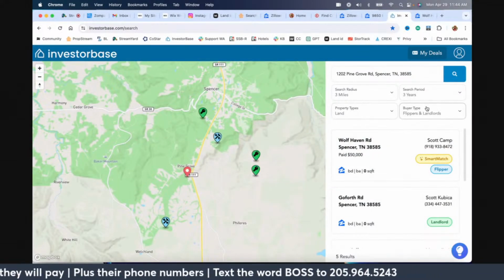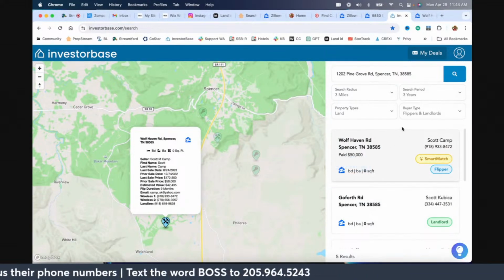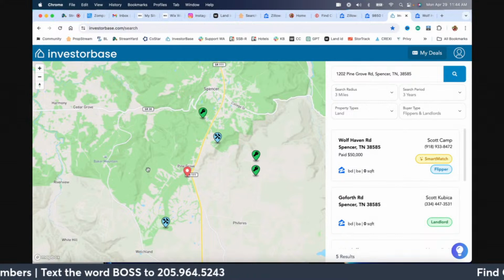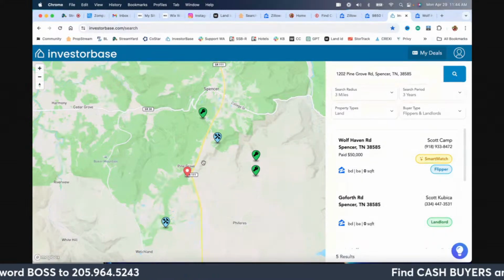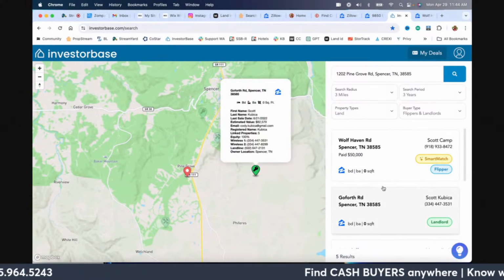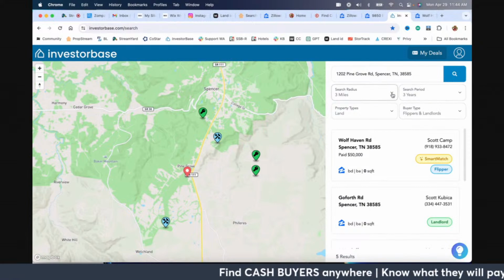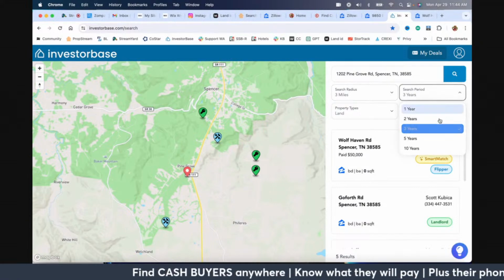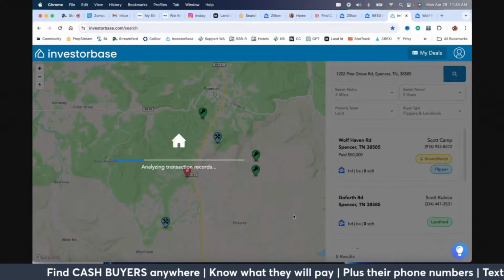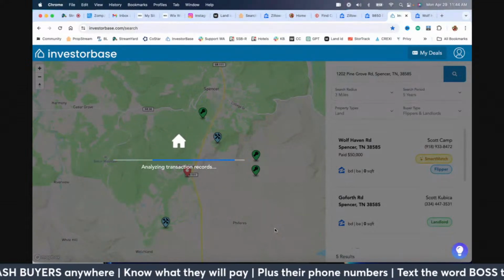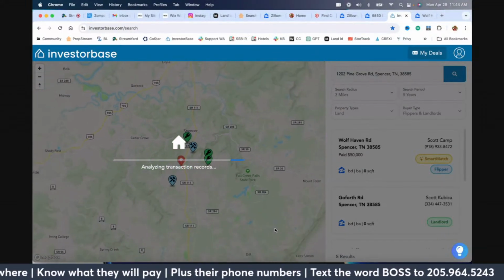She's saying it's the EV Road, Spencer, Tennessee. Yes, okay. No, I just need the general area. So it ain't no big deal. I guess I need to go back a little bit more in time. Let's go 5 years, see if we can get some more sales.